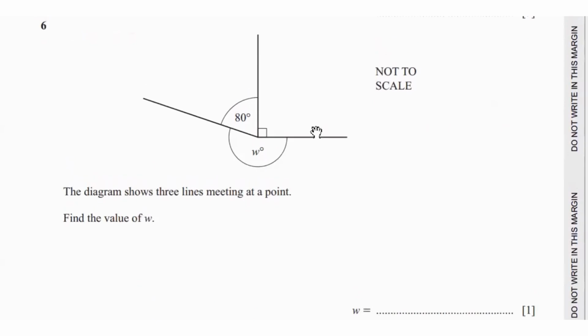Question 6 is, the diagram shows three lines meeting at a point. Find the value of W. Angles at a point add up to 360, which means W is going to be 360 minus 80 minus 90, and that gives us 190 degrees.